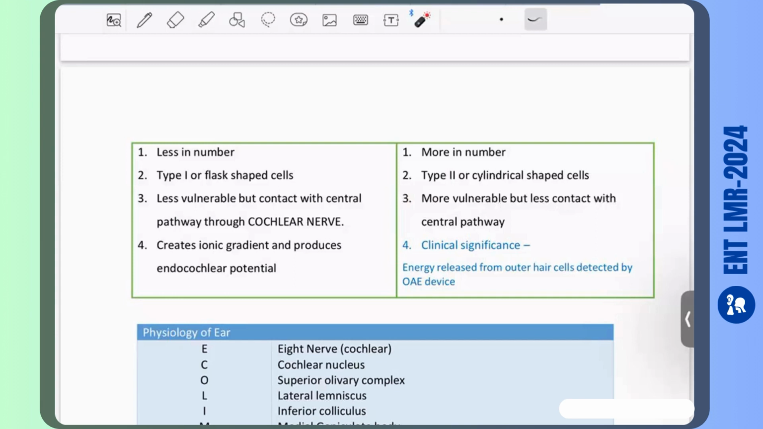Inner hair cells are less in number. They are type 1, or flask shaped cells. They are less vulnerable, and they have contact with the central pathway through the cochlear nerve, like consultants who have direct contact with the hospital management. Similarly, inner hair cells have contact with the central pathway. It creates an ionic gradient and produces the endocochlear potential.